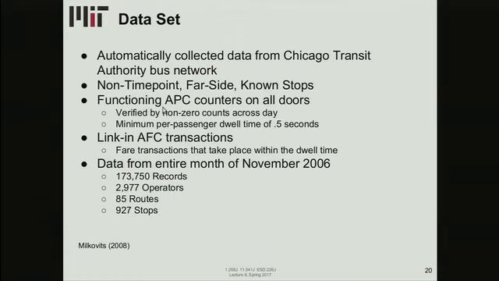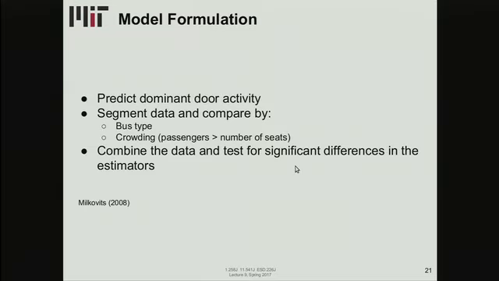They had APC, so automatic passenger counting on all doors, and they threw out data that was of bad APCs, so buses that reported 0 boardings or 0 alightings were thrown out. And they looked at each AFC transaction and matched it to how they paid. Was it a ticket? Was it a smart card, etc. So they looked at a whole month, November 2006.